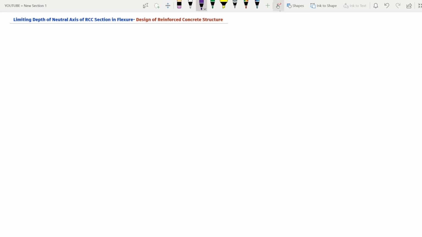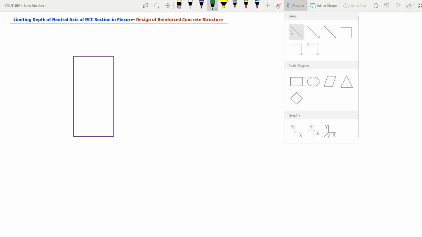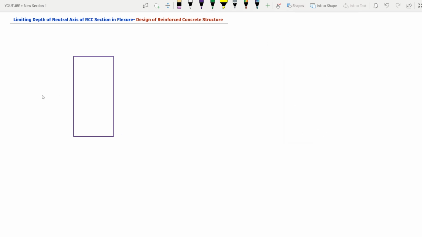As I'm talking about the RCC section in flexure, let me draw an RCC section. Let us consider it as a beam, right? So here, suppose we have a beam, and let me draw a line. I will come to this concept of neutral axis. First of all, let me draw it. All of us have already studied this, so I'm just giving a brief of this. Here you can see we have a line, and I am writing it now as the neutral axis.